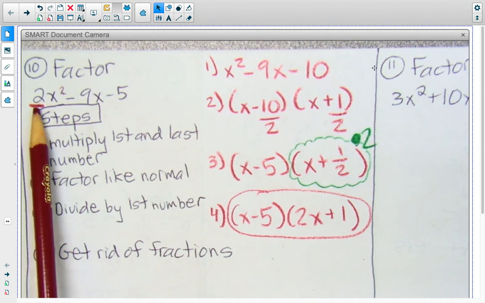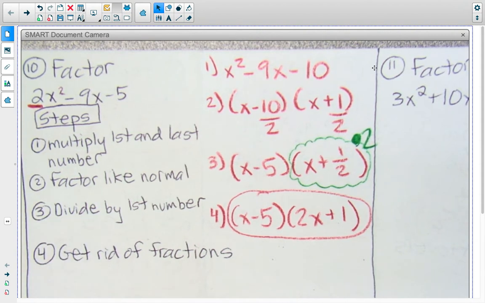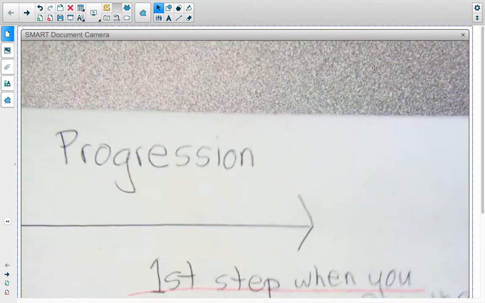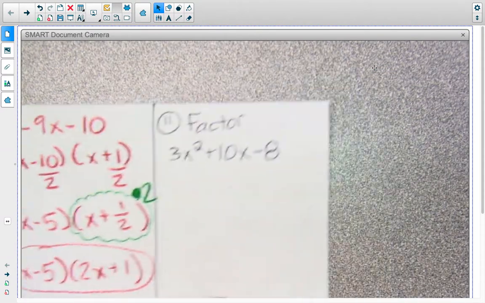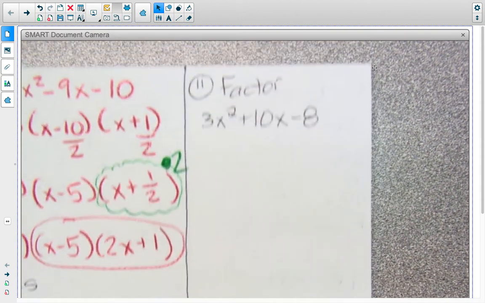Otherwise, you would factor like normal, meaning you're looking for two numbers that multiply to give you the last number and add to give you the number in the middle. All right, we have reached the end of our foldable. Hopefully you got your title written down and lots of examples on the inside, and we're on the very last problem, problem 11.